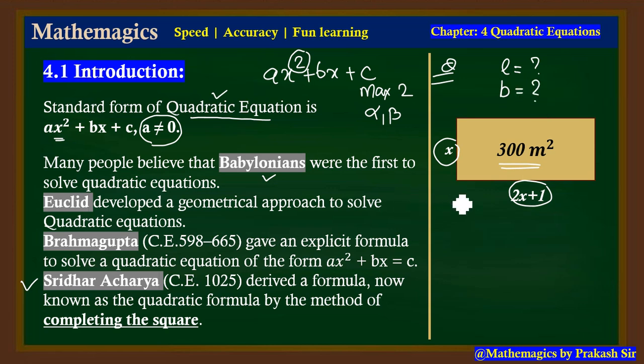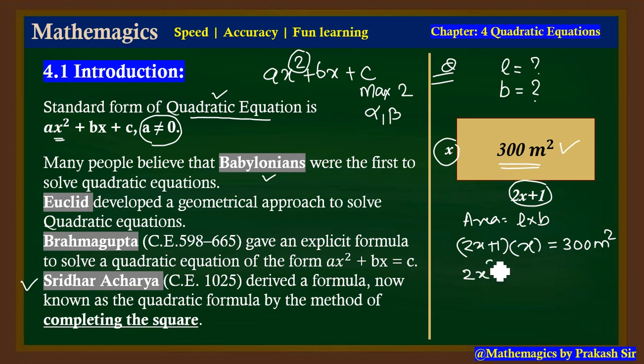But how do we calculate? We know that the area is already given. Area is equal to length into breadth. We know that the longer part is the length, and the value is 2x plus 1, into what is the breadth? Breadth is equal to x. And what is the area? Area is equal to 300 meter square. So if we multiply x into 2x, it becomes 2x square, plus x into 1 becomes x, and this 300, if I take it to the LHS, becomes minus 300 is equal to 0.